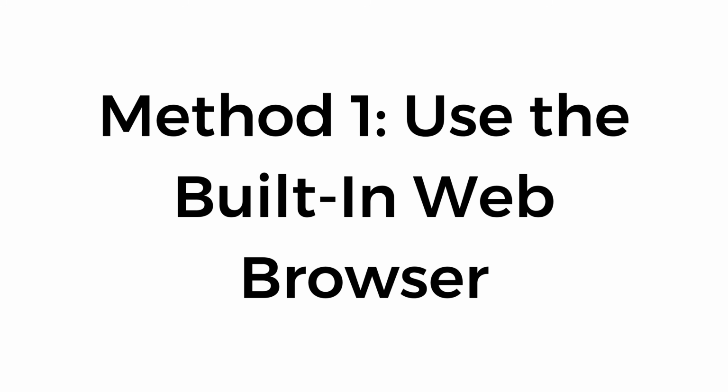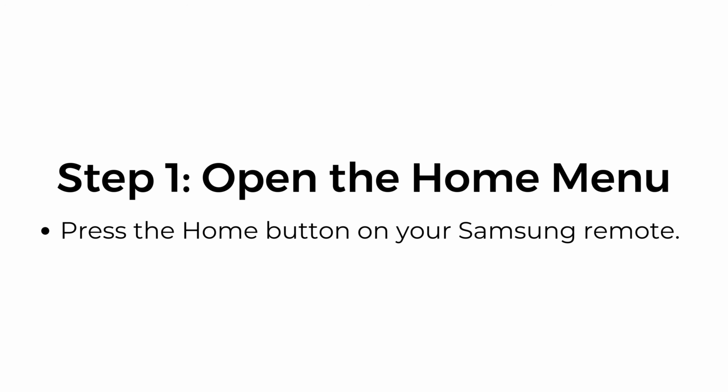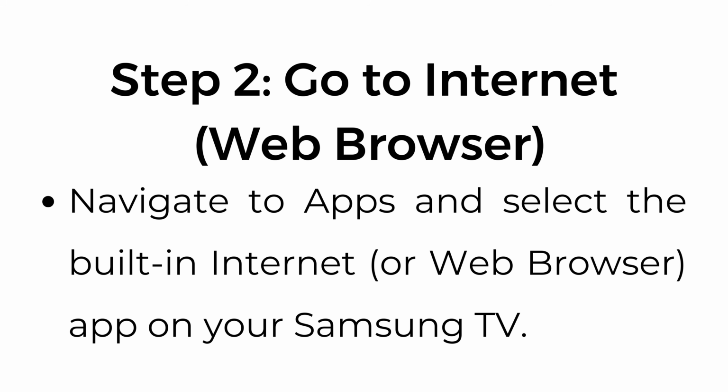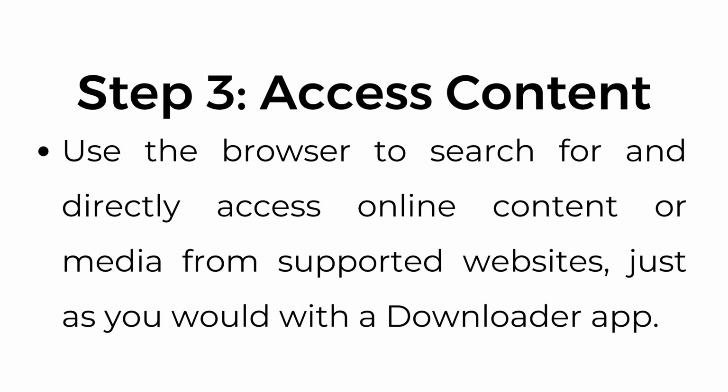Method number 1. Use the built-in web browser. Open the Home menu. Press the Home button on your Samsung remote. Second, go to Internet, web browser. Navigate to Apps and select the built-in Internet or web browser app on your Samsung TV. Access content. Use the browser to search for and directly access online content or media from supported websites just as you would with a Downloader app.